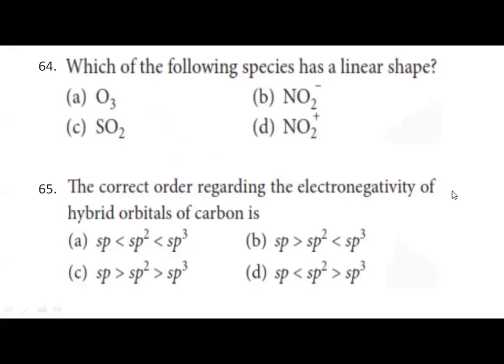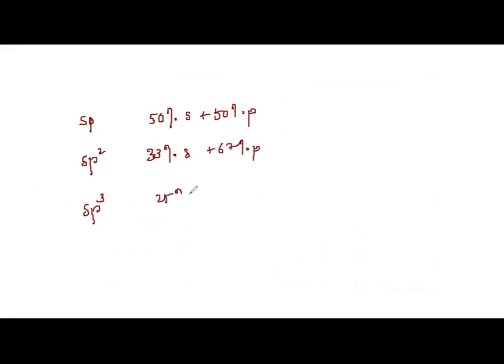The correct order regarding electronegativity of hybrid orbitals of carbon is, okay, when we speak about hybridization of carbon, sp, sp2, sp3, as I have told you, see what happens from sp to sp2 to sp3. What is the percentage of S character and P character here? Here it is 50% S character plus 50% P character. In this case, it is 1:2, so it is 33 point something percent S character plus 67% P character. Here it is 1:3, 25% S character, then 75% P character.